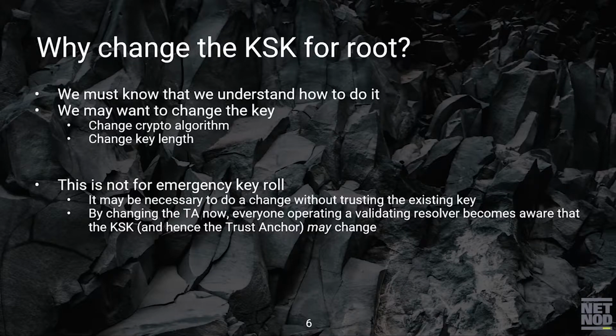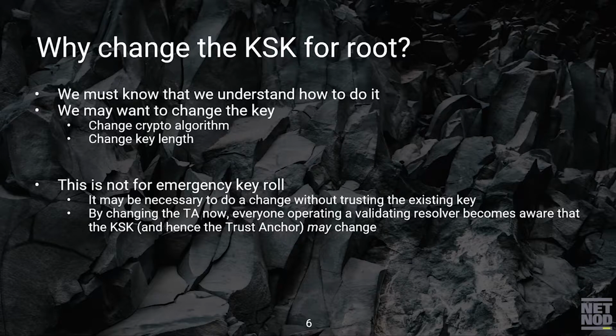Okay? So I think that we should roll the key in a planned way by introducing a new key by trusting the existing one, which is using RFC 5011. Just by doing that, we will learn that the trust anchor might change. But note that this process is not something we can use for emergency roll. Don't mix these two things up. We are only doing this so we can roll the key if we change the crypto algorithm, if we change the key length, or if we are just testing what to do.